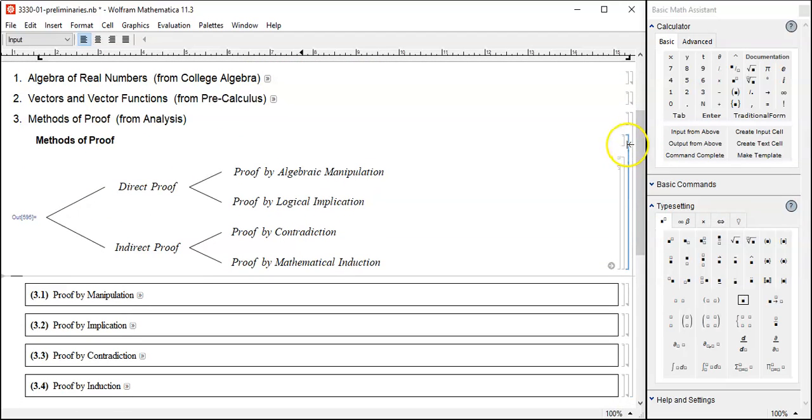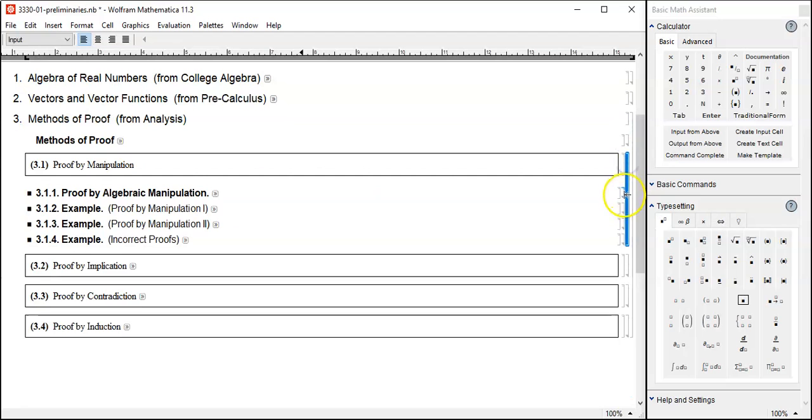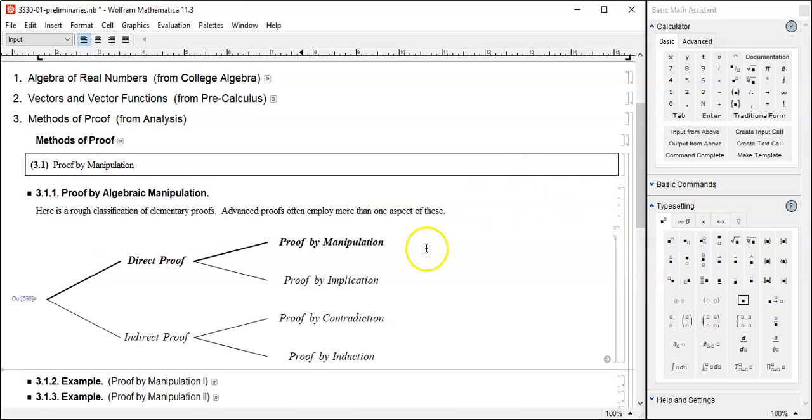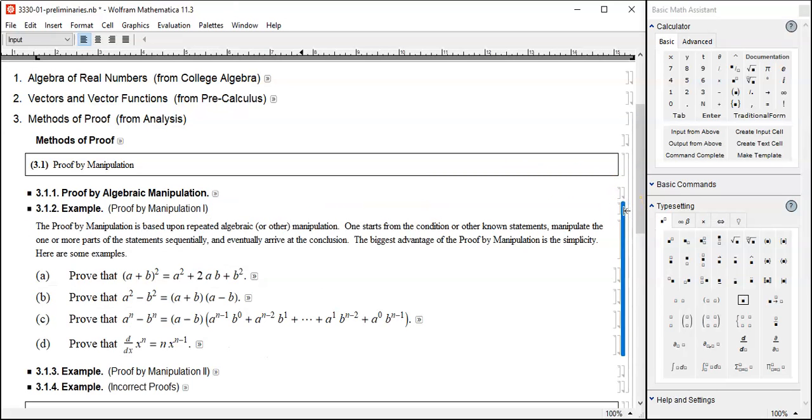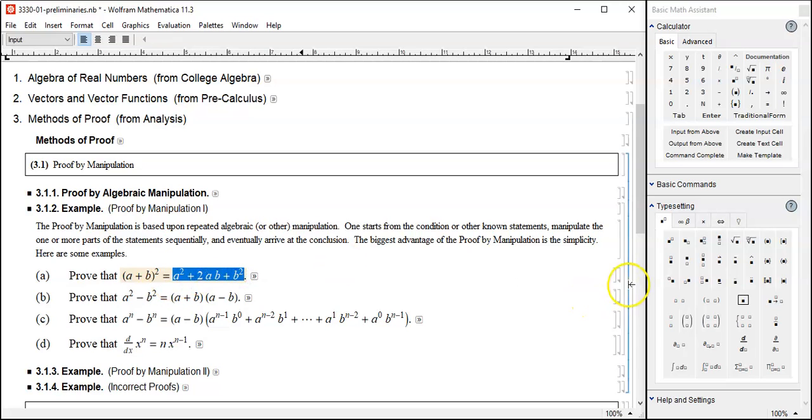Of course, it doesn't make much sense unless you see some examples, and here we go, all right? Remember, we are doing proof by manipulation here. Some examples. Here's a good example. Prove that a plus b total quantity squared is a squared plus 2ab plus b squared. How do we prove that? This is really simple proof by manipulation. We start from the left-hand side and then apply algebraic manipulation. Many steps if necessary, and in the end, you're going to go to the right-hand side. Want to see the example?